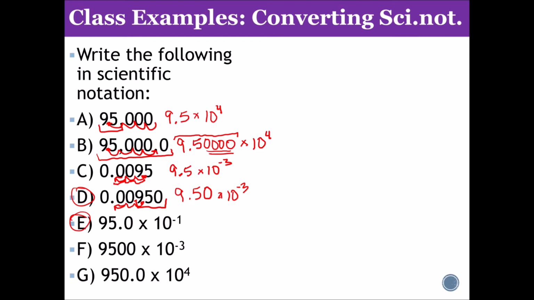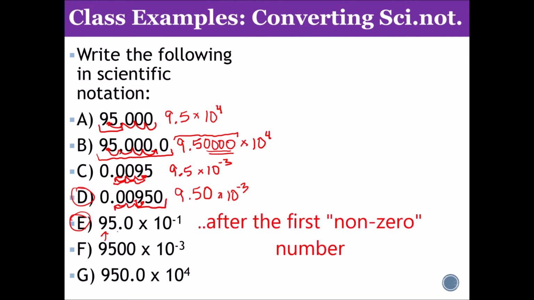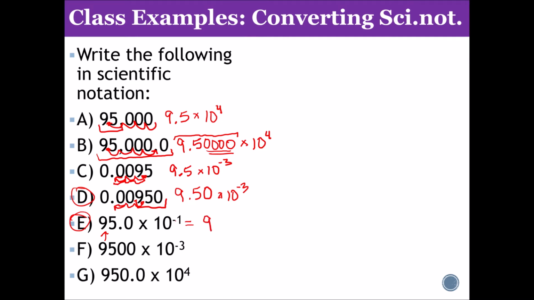Next, 95.0 times 10 to the negative 1. This one is not in the correct form. Do you know why? That decimal needs to go after the first non-zero digit. So I'll show you an easy way to look at this. You can write the number in long form first. So 10 to the negative 1 power means my decimal goes in this direction. So my long form of the number is 9.50. That is your answer here. I don't have to change anything.